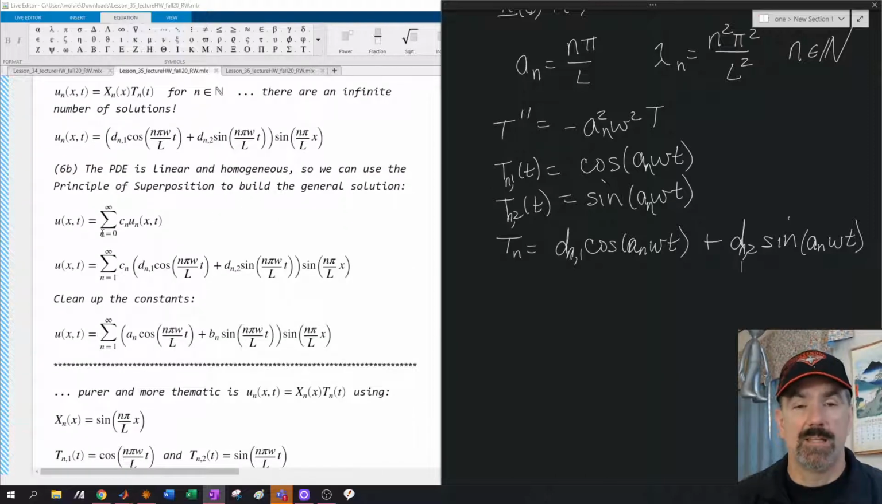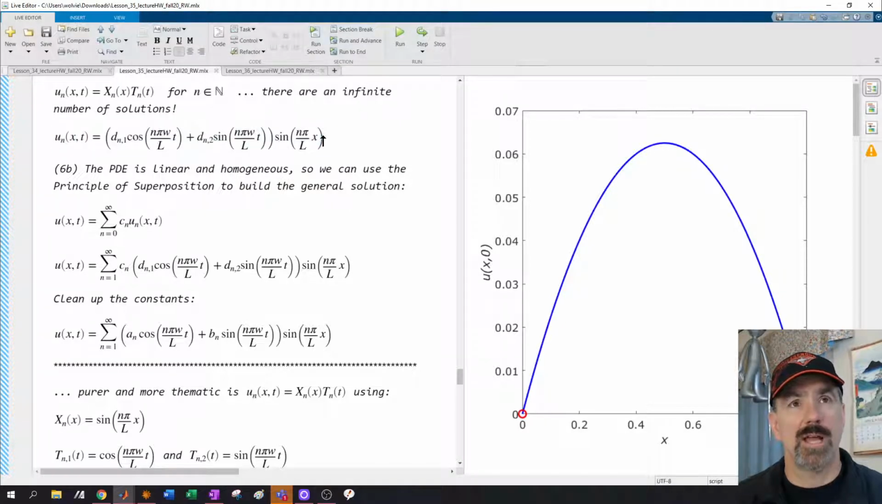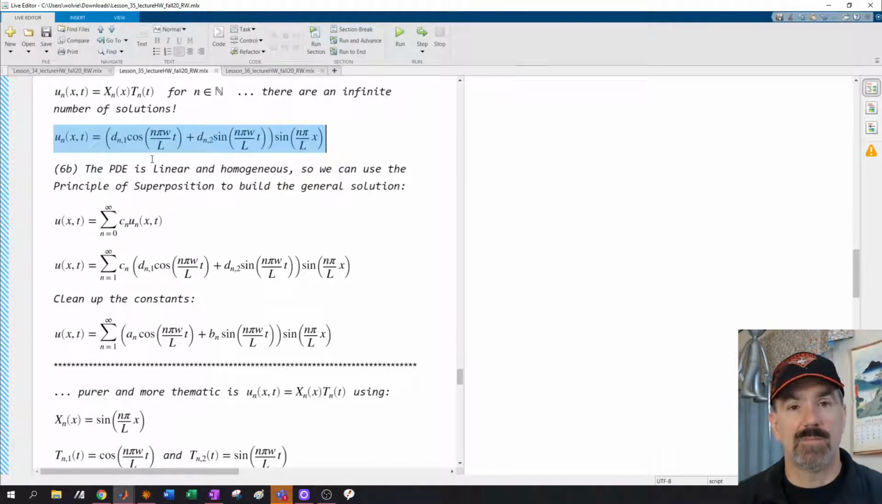And then finally, the second part of step 6 is using the linear homogeneous nature of the partial differential equation in order to build the general solution. And that means every one of these solutions here gets multiplied by a constant and then summed together. That's how we build the general solution. So that's what's happening here. And we combine the Cn, the constant from building the general solution, with each of these D's to come up with, of course, different constants a sub n and b sub n in all of these situations.